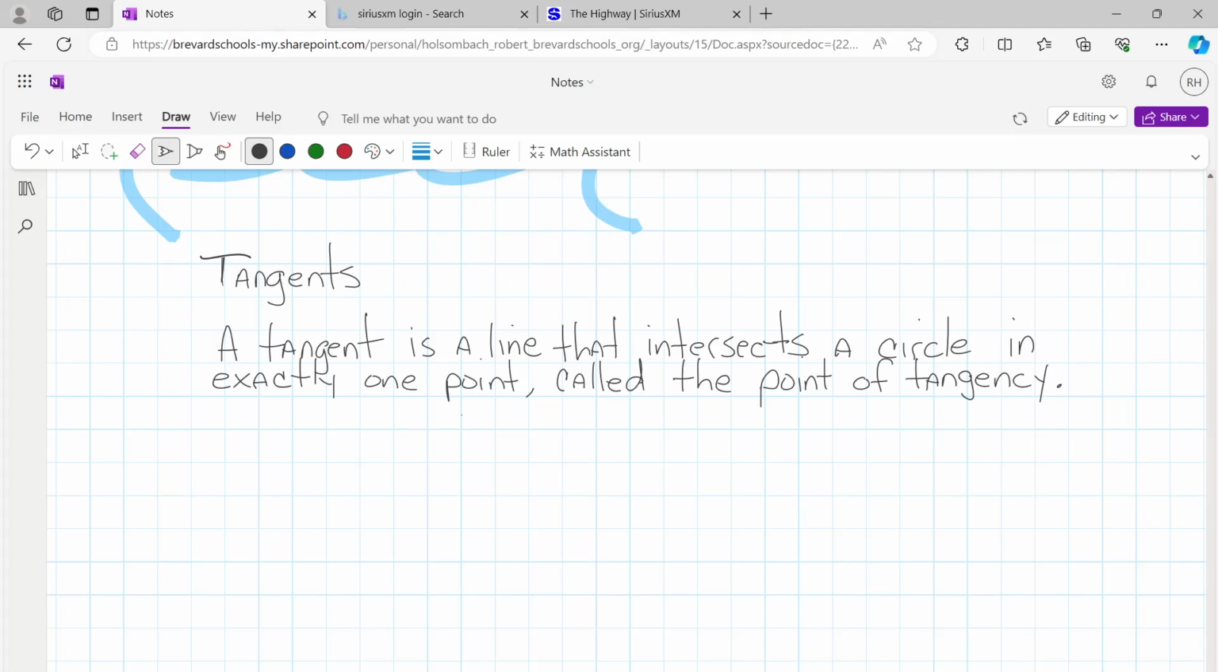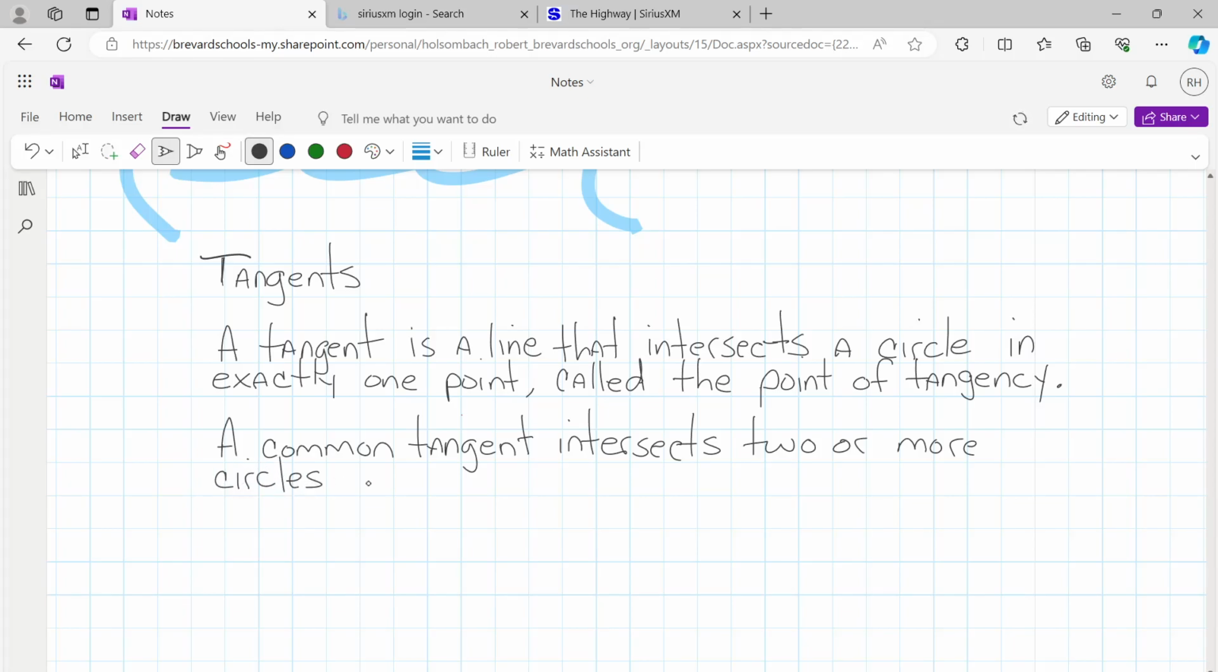A tangent is a line that intersects a circle in exactly one point, and that point is called the point of tangency. A common tangent intersects two or more circles in the same plane.